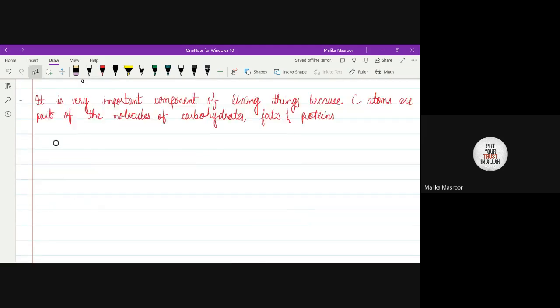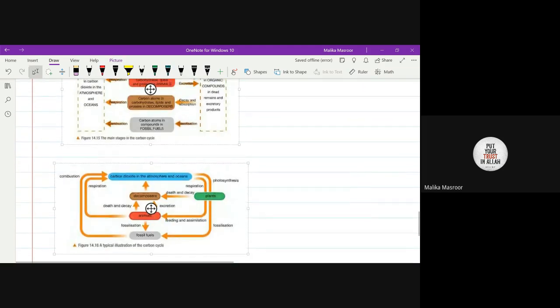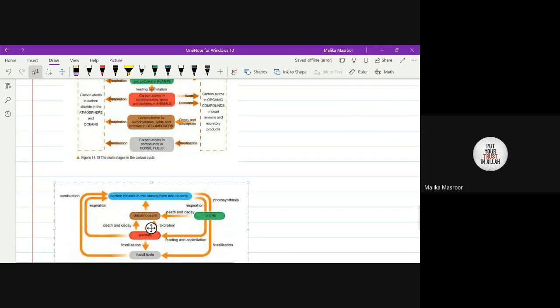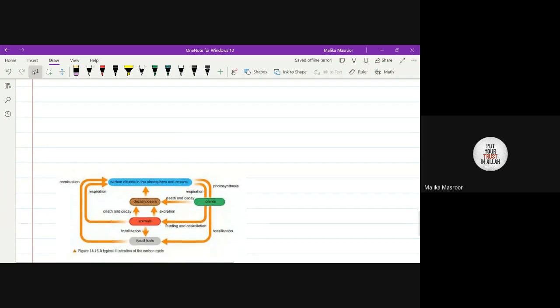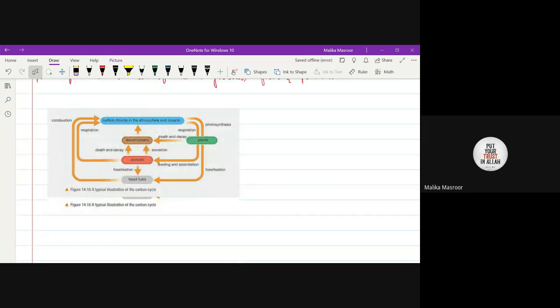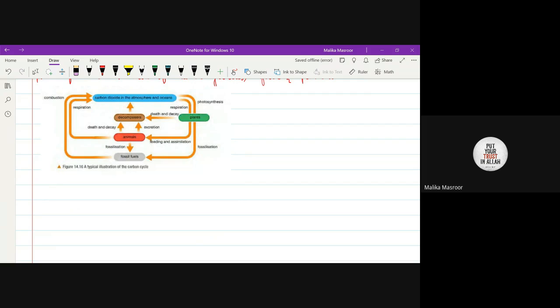Now, to talk about the carbon cycle, this diagram is easier. Okay, let's keep this. Look at this. Cycle means that where it's starting, it's supposed to end there. It's an endless cycle. It will keep on rolling.